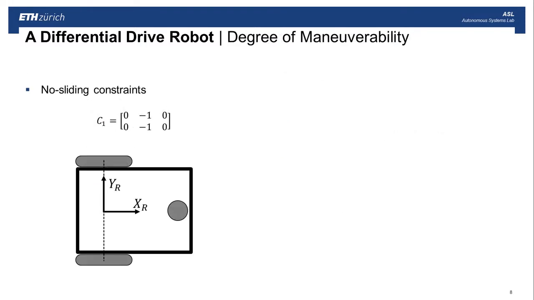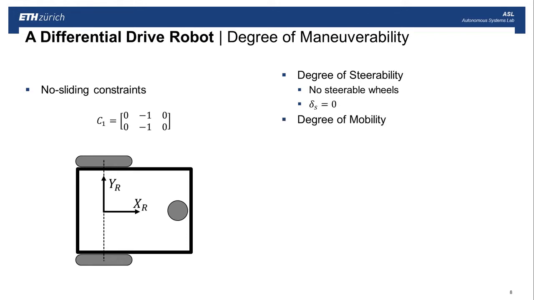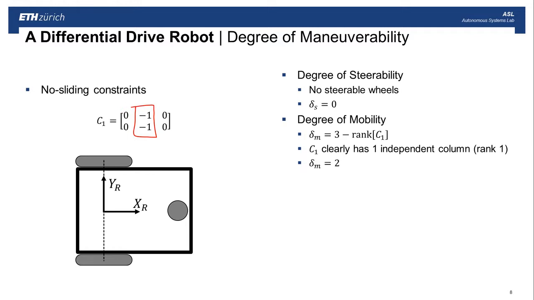Now the first thing we want to do is look at this C matrix to derive the degree of maneuverability for this particular robot configuration. So recall that's a sum of the degree of steerability and the degree of mobility. So the degree of steerability, in this case, we have no steerable wheels, so that's just 0. For the degree of mobility, we've defined that delta M to be 3 minus the rank of C1. So if we look at C1, clearly it has just one independent column, and so the rank is 1. So the degree of mobility is 2. And finally, the degree of maneuverability is just the sum of these two terms, and so of course that's 2.